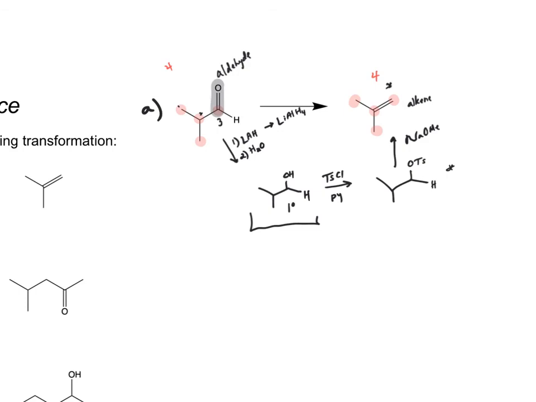Once you're in the form of the alcohol, then to eliminate that, you do need to go through that tosyl chloride step to make that alcohol into a good leaving group. And then once it's a good leaving group, you can just eliminate it. There was no real stereochemical issue with this reaction, right? If this is the alpha carbon, there's only one option for a beta proton, right? So there's only one stereochemical outcome for this product.